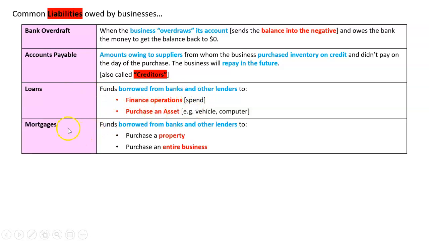Mortgages, hang on, isn't a mortgage a loan? It is, it's just a different type of loan. So it's the exact same thing here. It's funds borrowed from a bank. It's just a different type of loan. A mortgage is a loan for a property, or maybe to buy an entire business. Don't get worried if you're confused about the two.